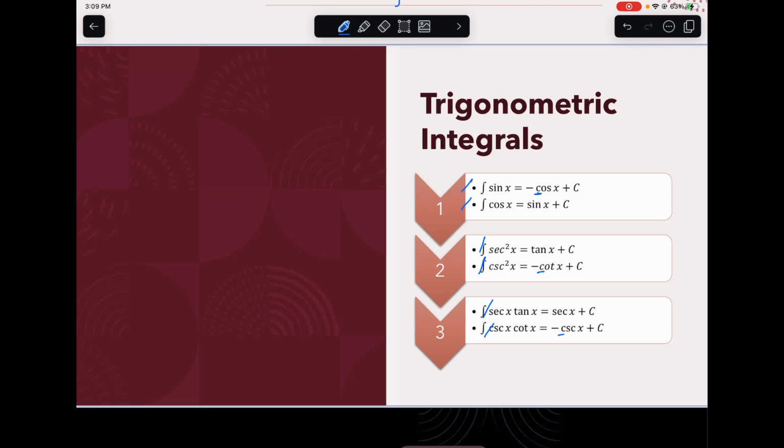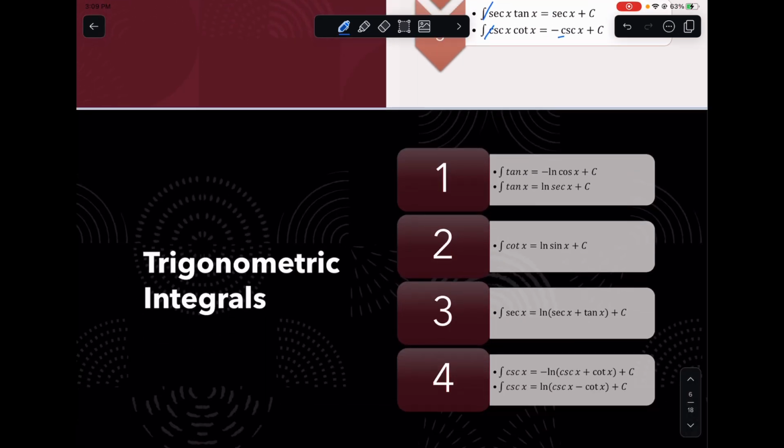Okay, so those are the trigo functions which have direct integrals. But then we have additional four integrals, for tangent and cotangent as well as for secant and cosecant.